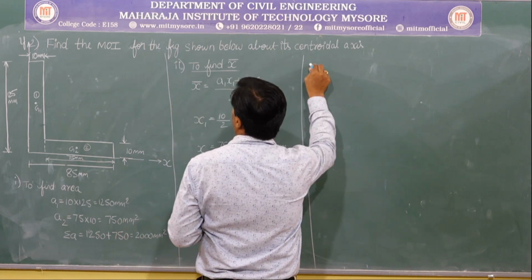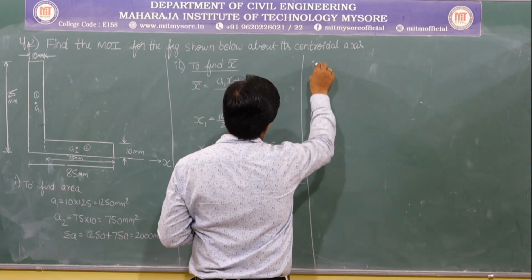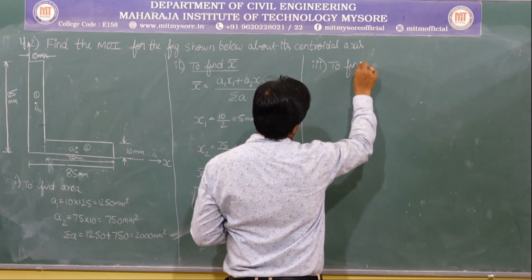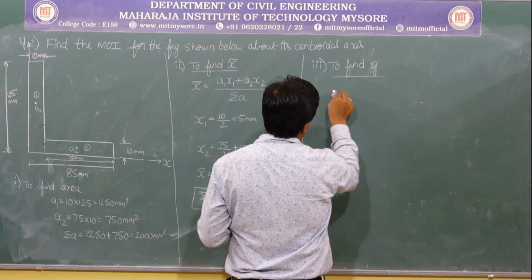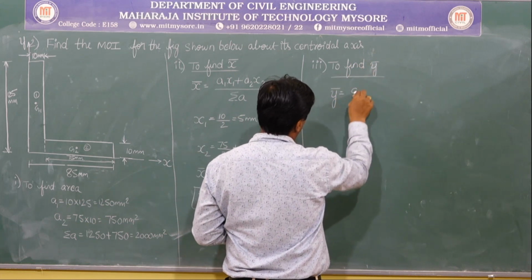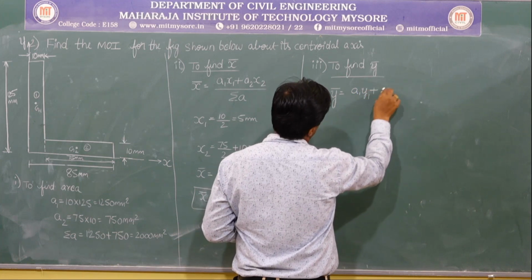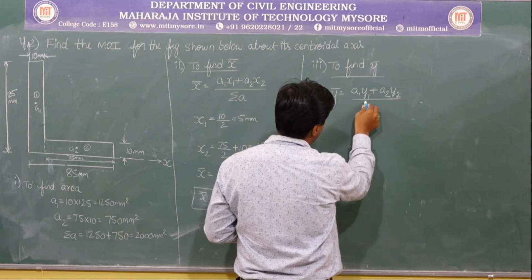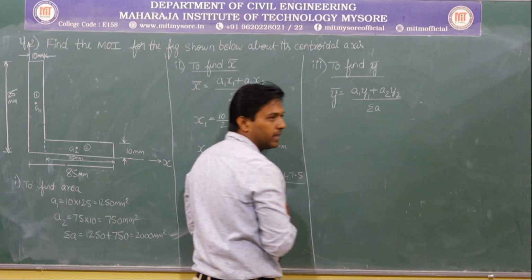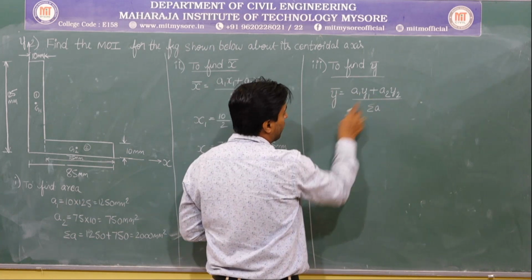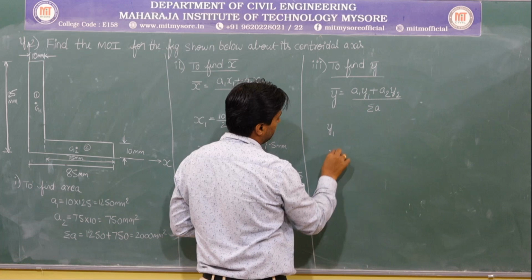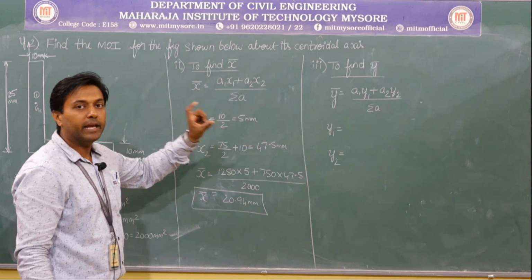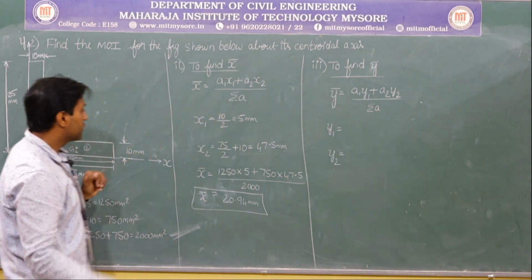The next one is to find y bar. Same formula. So y bar is equal to A1 y1 plus A2 y2 divided by sigma A. Let me calculate what y1 and y2 are. As the name itself indicates, y1 is the vertical distance.